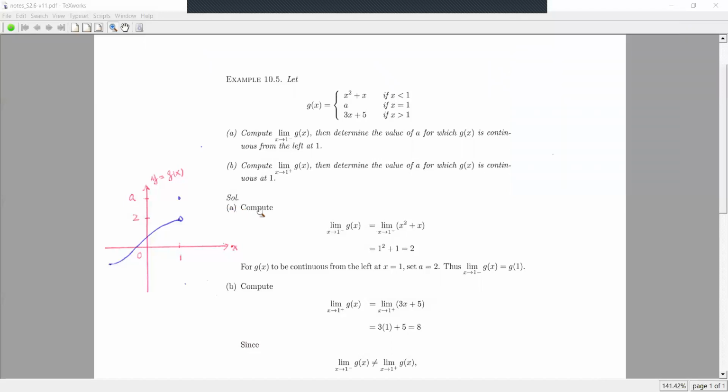Solution to part A. Compute the left-hand side limit at 1. X approaches 1 from the left side. So X is less than 1. By definition, when X is less than 1, the function G is this function. So we have this equation. Now, to find this limit, direct substitution. Plug in 1 for X. This limit is this number. This number is 2.